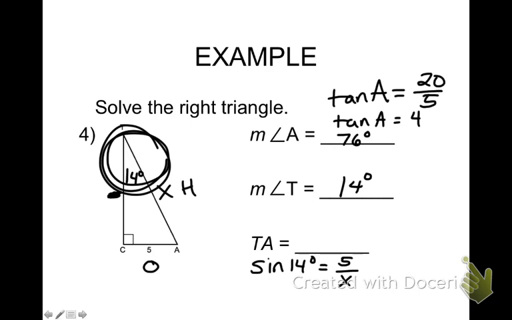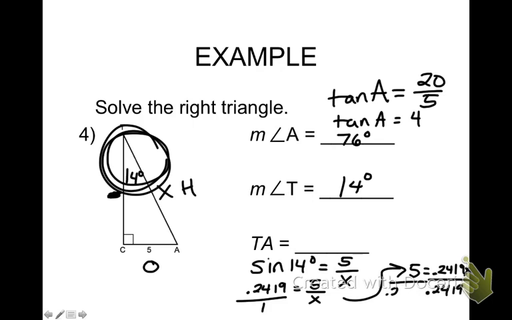So the sine of 14 is 0.2419 equals 5 over x. Put it over 1. So then we get 5 equals 0.2419x. Divide it out. 5 divided by 0.2419 gets me about 20.7.